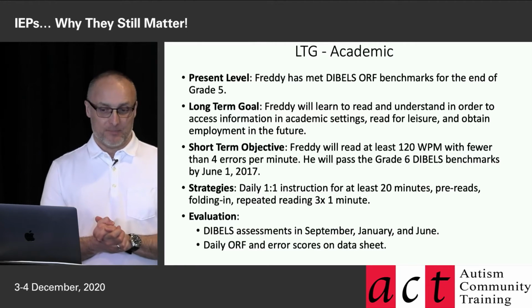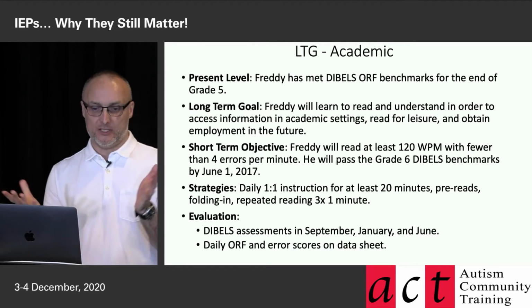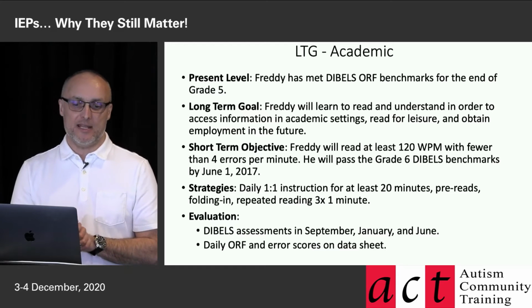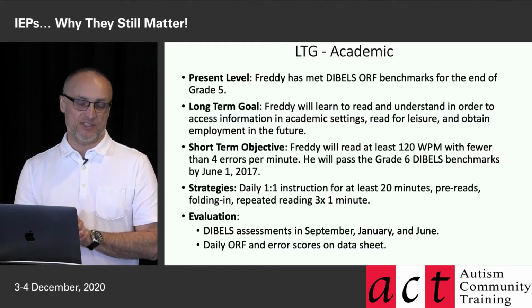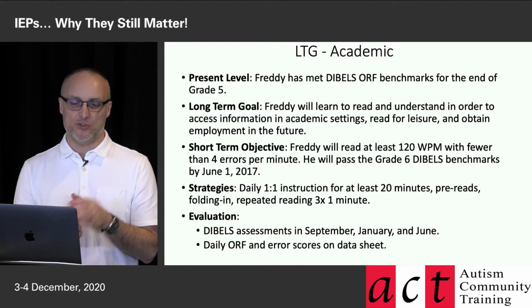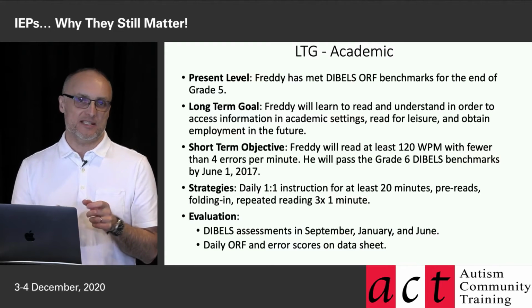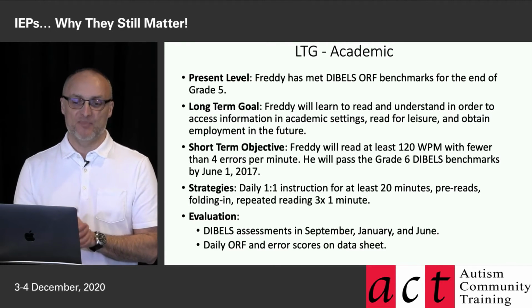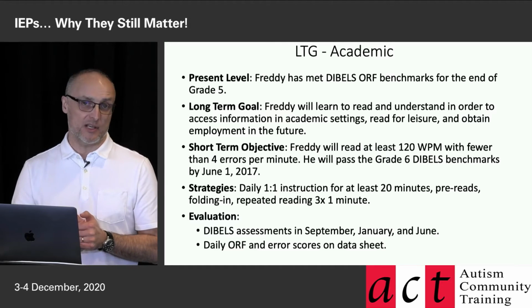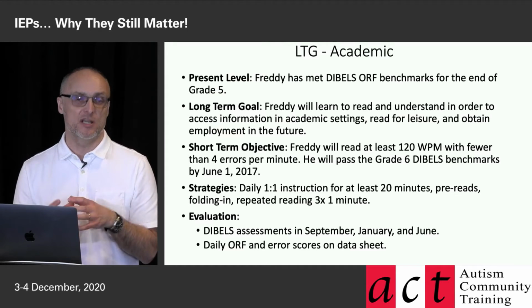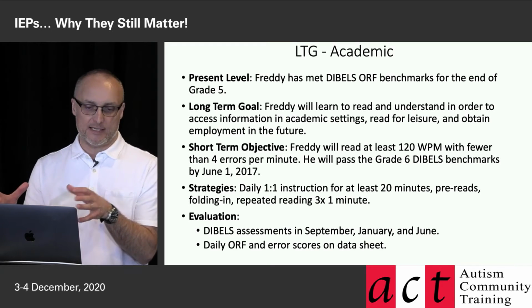Here's an academic short-term package. So the present level is that Freddie has met DIBELS oral reading fluency. DIBELS is a screening tool. Oral reading fluency means how many words you read per minute. So he's met the benchmarks for the end of grade 5. That tells us his oral reading fluency is proficient to the end of grade 5, beginning of grade 6.